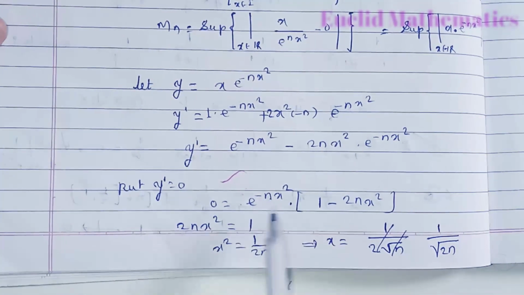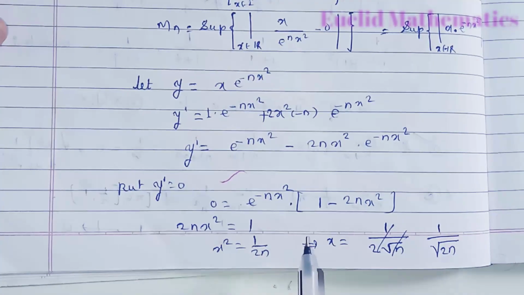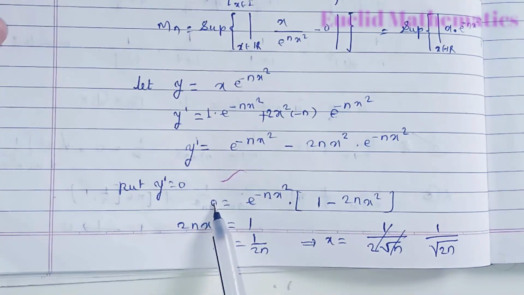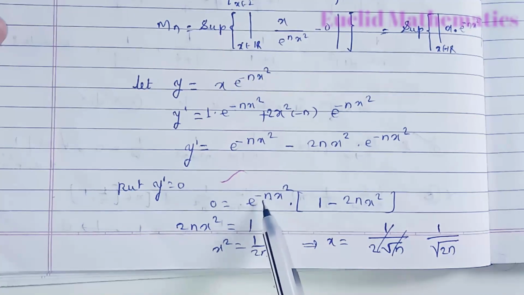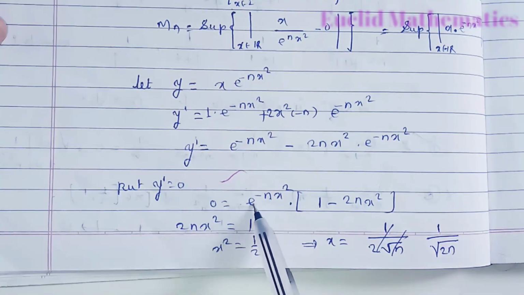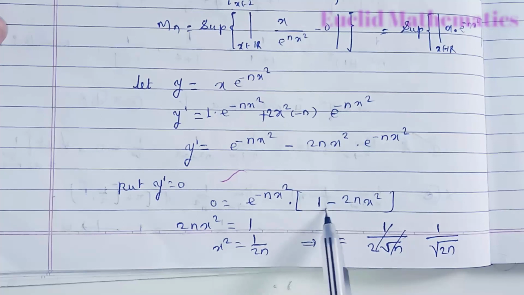That means their multiplication is 0, so this one is 0 or this one is 0. So if e raised to minus nx square is 0, is it possible? Never, it is never possible. We know that an exponential term is never 0. It is always greater than 0. So only 1 minus 2nx square is 0.